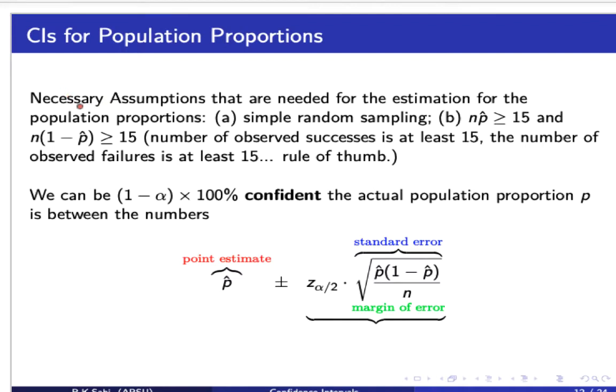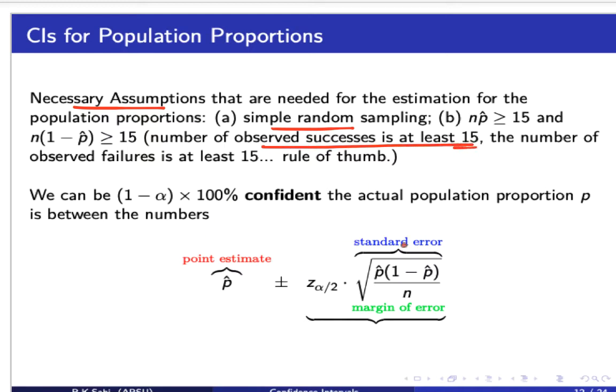The assumptions are that we have a simple random sample and n times p hat, that means the number of samples times the sample proportion, should be greater than or equal to 15, and n times 1 minus p hat should be greater than or equal to 15 too. What this basically means is the number of observed successes is at least 15.